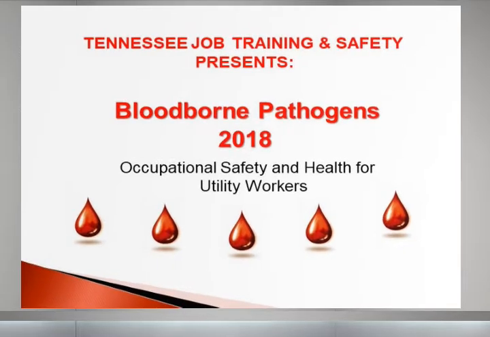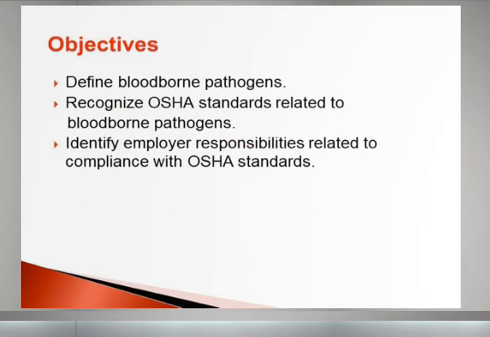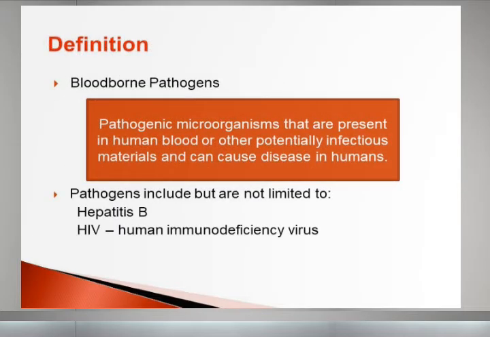Okay, hopefully you had some productive discussions around near misses and accidents and how to avoid them in the future. And we're going to talk about bloodborne pathogens now and how we need to protect ourselves. So keep that in mind. So our objectives: we want to define what a bloodborne pathogen is. We want to recognize the OSHA standards related to bloodborne pathogens and their instructions, identify employer responsibilities and compliance with the OSHA standards. How do we keep ourselves safe? That's important when we talk about bloodborne pathogens.